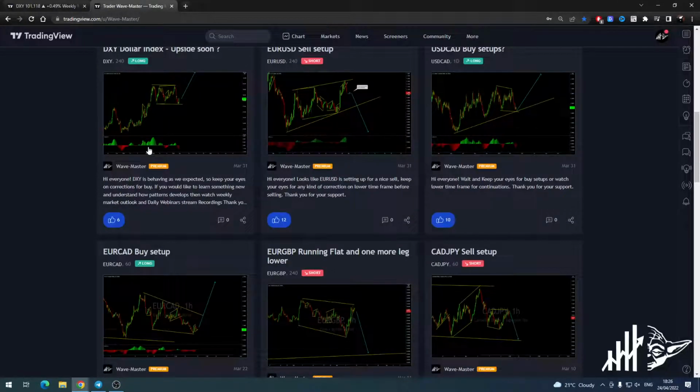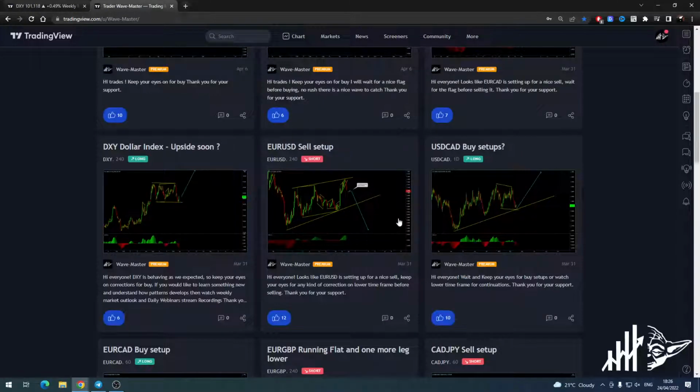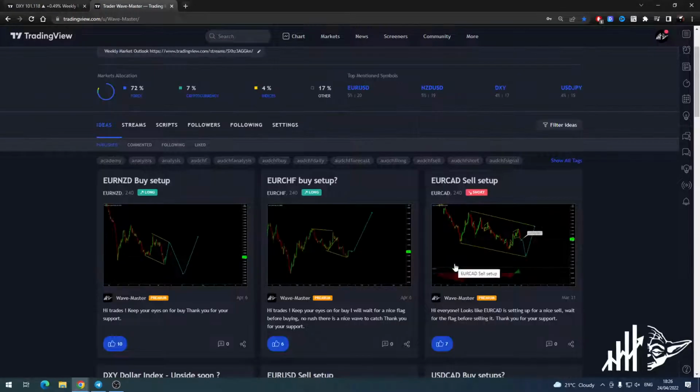Okay, so this is everything from the published idea. I don't have a lot of time to post the analysis over there, because I'm really busy with trading inside of the academy, being active with my members, and discussing the setups with my members. So that's the reason why I cannot post a lot over there.